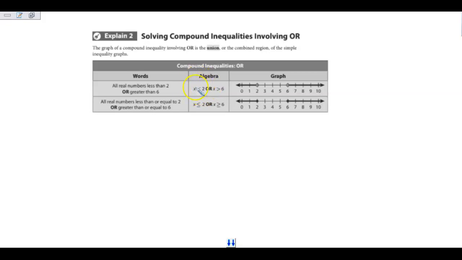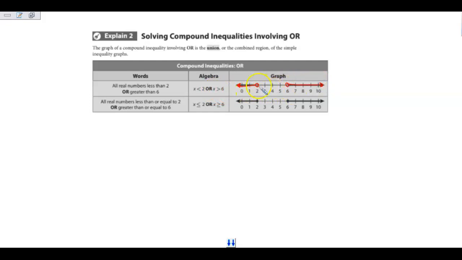And in algebra, we show that as x is less than 2 or x is greater than 6. When we graph those, because neither one of these are equal to, we're working with open dots. So for x is less than 2, we'll have an open circle here. And then if x is less than 2, it's all real numbers to the left. When x is greater than 6, again, it's open. So if we find 6, we put an open circle. And because x is greater than 6, it's all real numbers to the right of 6.